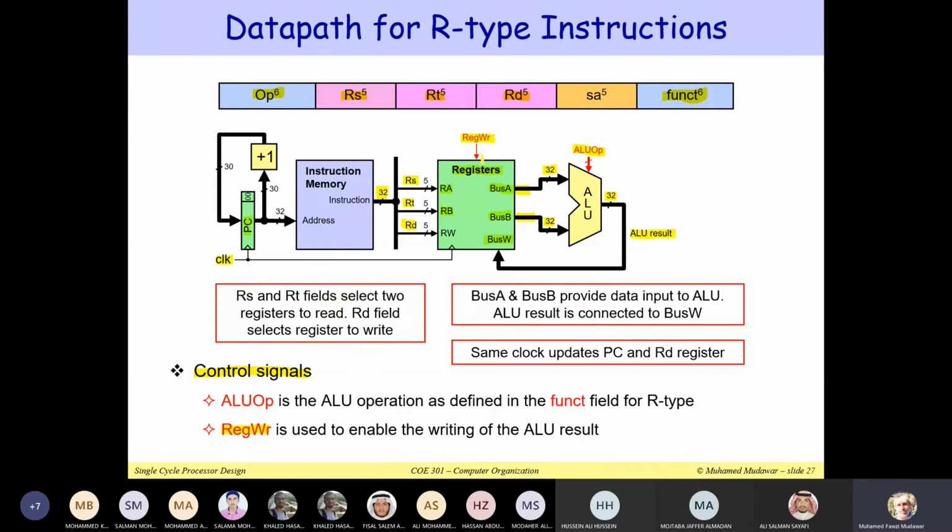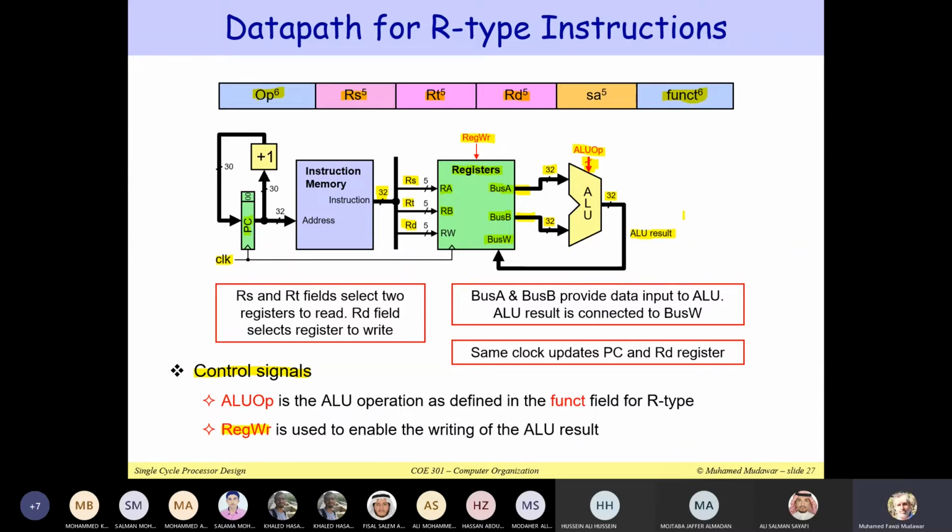So notice that register write is just a single wire. It can be either 0 or 1. 0 means that we disable. 1 means that we enable the writing of the register file. Whereas ALU op consists of multiple wires. We can have as many wires as needed to define all the ALU operations. For example, if I have 16 ALU operations, I might need 4 wires, because I can specify 16 operations in binary. So that's really the idea of the ALU operation.